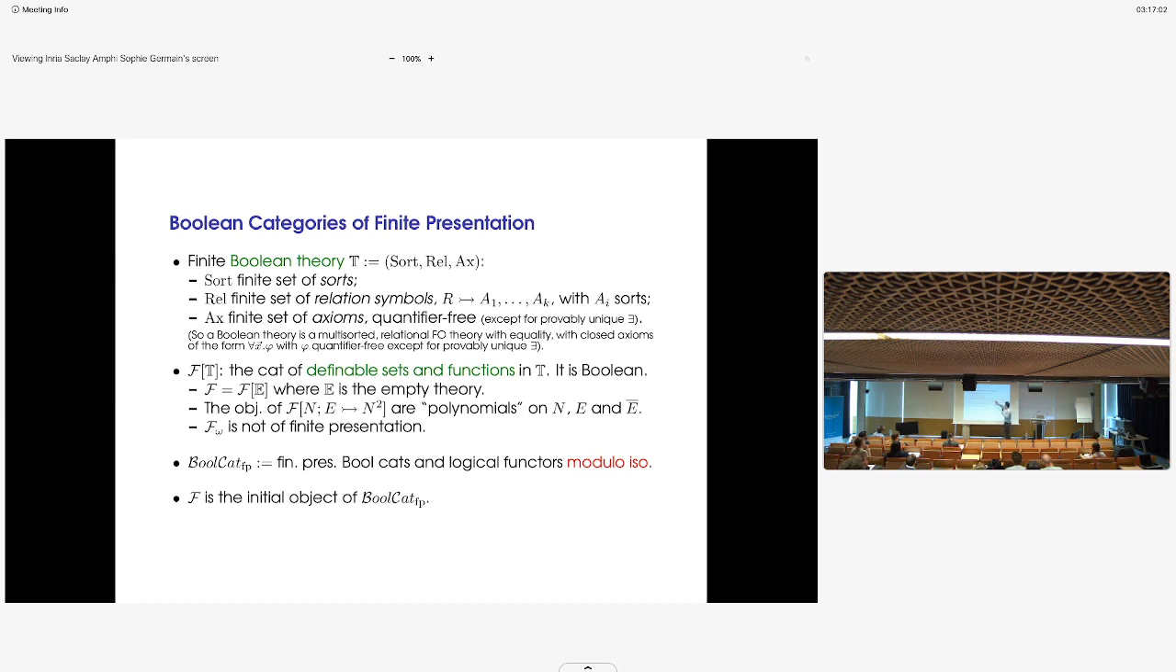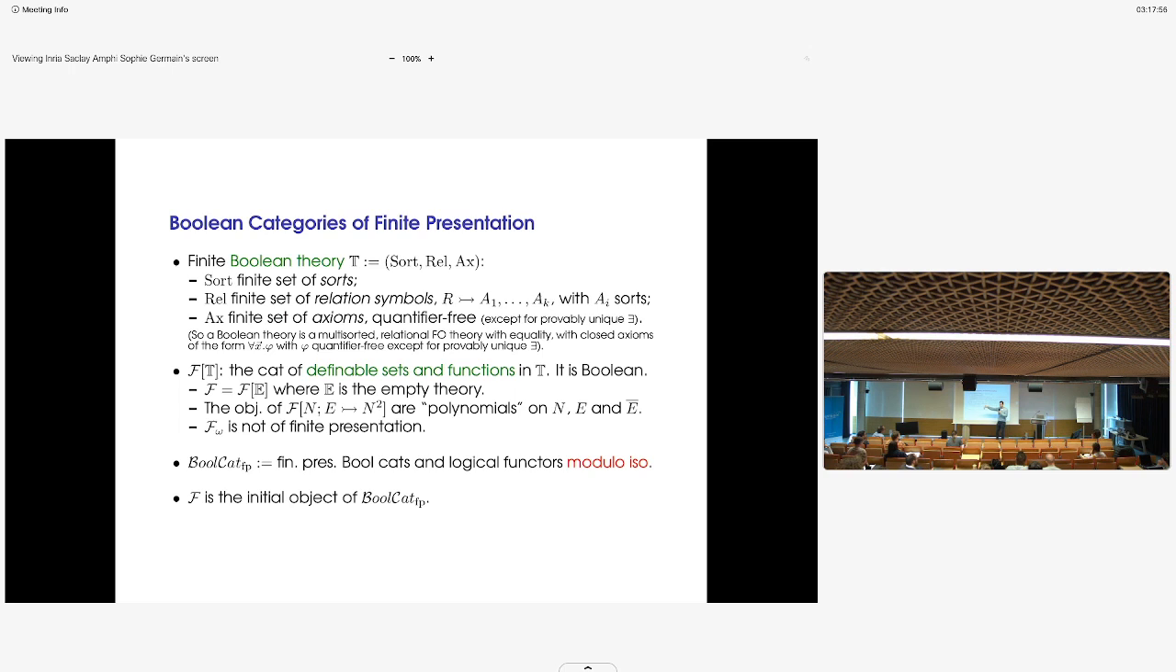The definition is a little bit more complicated when you have to say exactly what the axioms are, but I'm going to gloss over that. Just think of them as universally quantified axioms that contain no existential quantifiers, only very special existential quantifiers that are provably unique, in a sense that I'm not going to detail. The relationship with Boolean categories is that each theory like this induces a Boolean category, the syntactic category of that theory, which is morally the category of sets and functions definable in that theory. For example, the category of finite sets is the syntactic category of the empty theory, when you have nothing at all, no sorts, no relations, nothing.